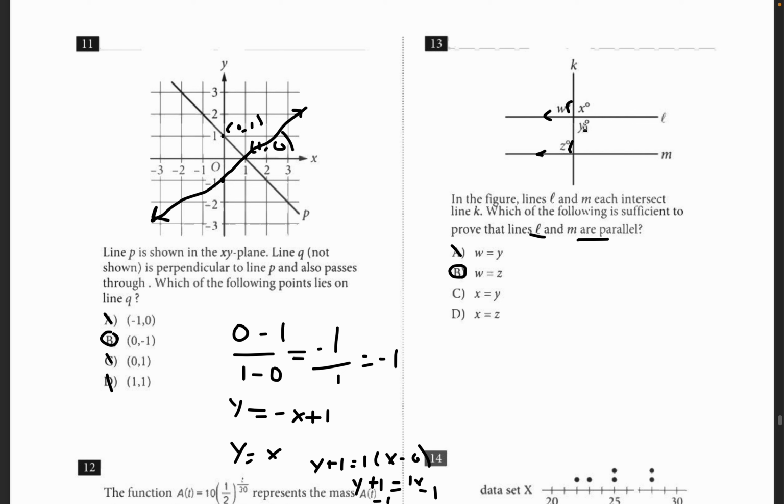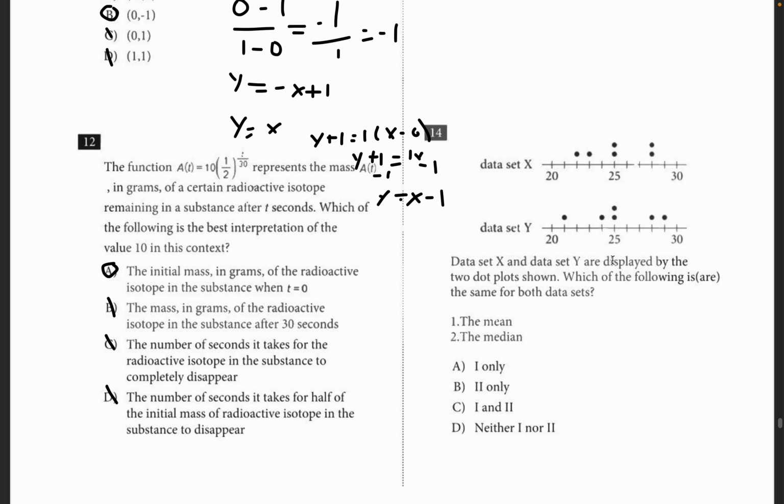X equals Y. No, this is wrong. These are a 180 degrees linear pair. So that's wrong. X equals Z. No. If it was something like X is equal to this one, or Y is equal to whatever variable they had here, it would work.